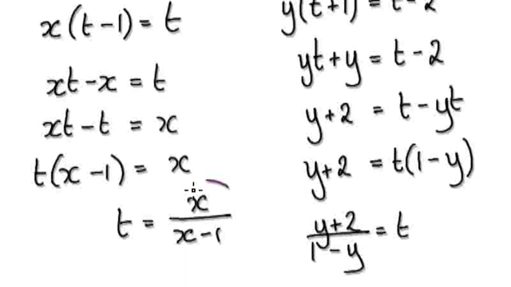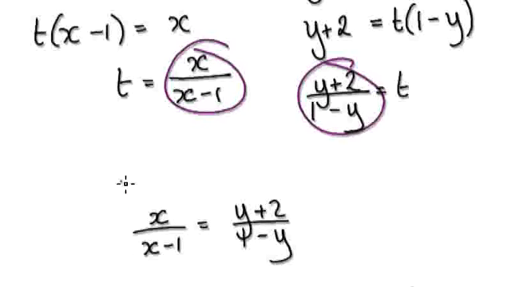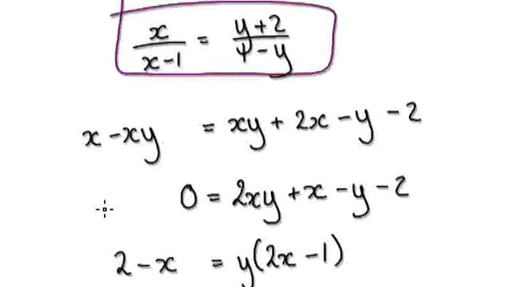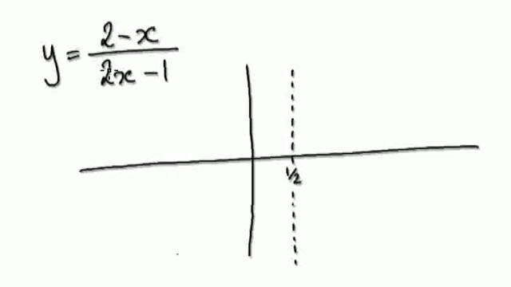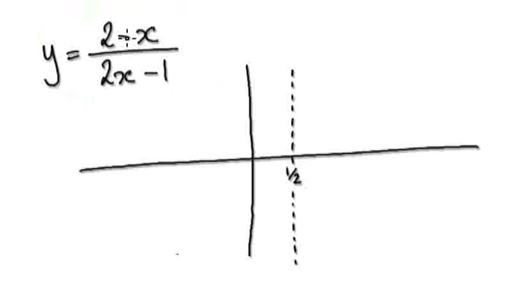Okay, so now we can set this to be the same as this. So that will then take us to here, and then tidy this up, and then y will be this. So now it's just a matter of drawing this graph. What would this graph look like?